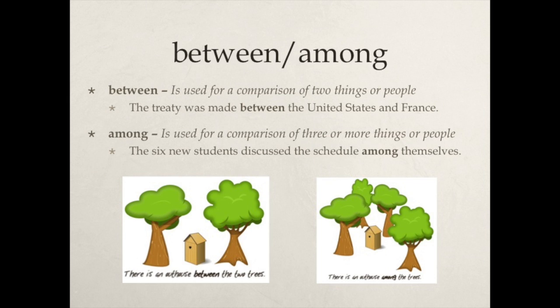Now, this next one is kind of a tricky one, but it doesn't actually end up coming up that often. But I want to just make sure you understand the difference between and among. Between is used for a comparison between 2 things or people. The treaty was made between the United States and France. When you're just comparing 2 things, you use between. If you're comparing 3 or more things, you're going to use among. The 6 new students discussed the schedule among themselves. So anytime you're making a comparison, think about how many things or people are being compared. If it's 2, use between. If it's 3 or more, use among.